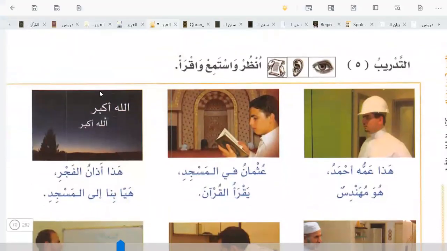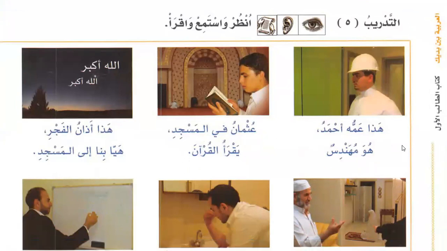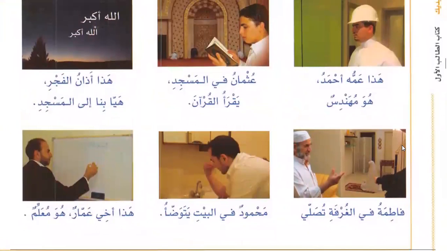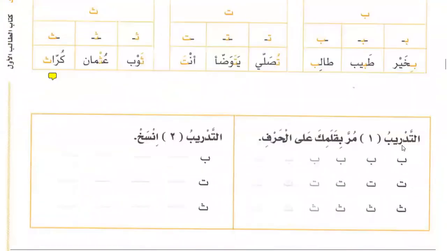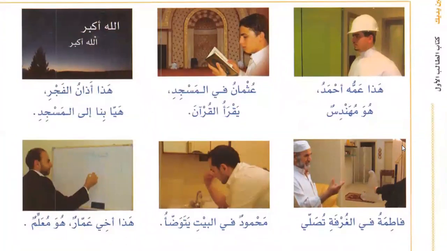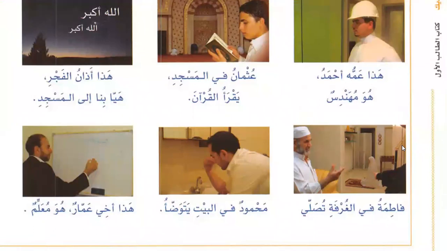Exercise three: unzur wastami wakra. Look and listen and read. Miss Sabina. Sir. Haza ammuhu Ahmad. This is his uncle Ahmad. Wa muhandis. He is an engineer. Usmanu fil masjidi. Usman is in the masjid. Yaqra'ul Quran. He is reading Quran. Haza azanu Fajr. Hayya bina ila al-masjidi. This is the call of the prayer for Fajr. Hayya bina ila al-masjidi means let's go to the masjid.